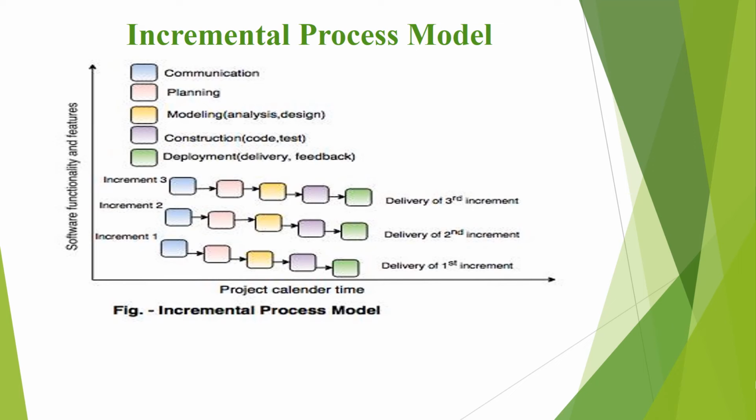There are many situations in which initial software requirements are reasonably well defined, but the overall scope of the development effort precludes a purely linear process. In addition, there may be a compelling need to provide a limited set of software functionality to users quickly and then refine and expand on the functionality in later software releases. In such cases, you can choose a process model that is designed to produce the software in increments.